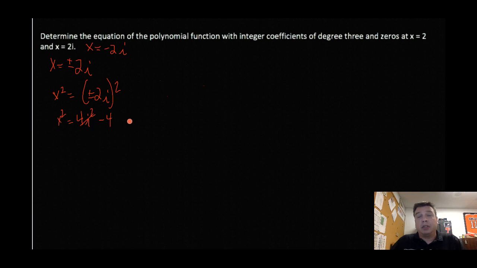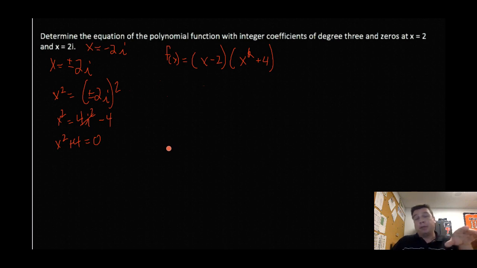Since these zeros are going to be used and I'm going to multiply the factors to get me the equation, I have to get this into an equation where everybody's on one side and a zero's on the other. So I'm going to add 4 to both sides, and I end up with x squared plus 4 is equal to 0. So now I take all the factors. So f of x is going to equal, well, if x equals 2, then the factor is x minus 2. And I'm going to multiply that by x squared plus 4.